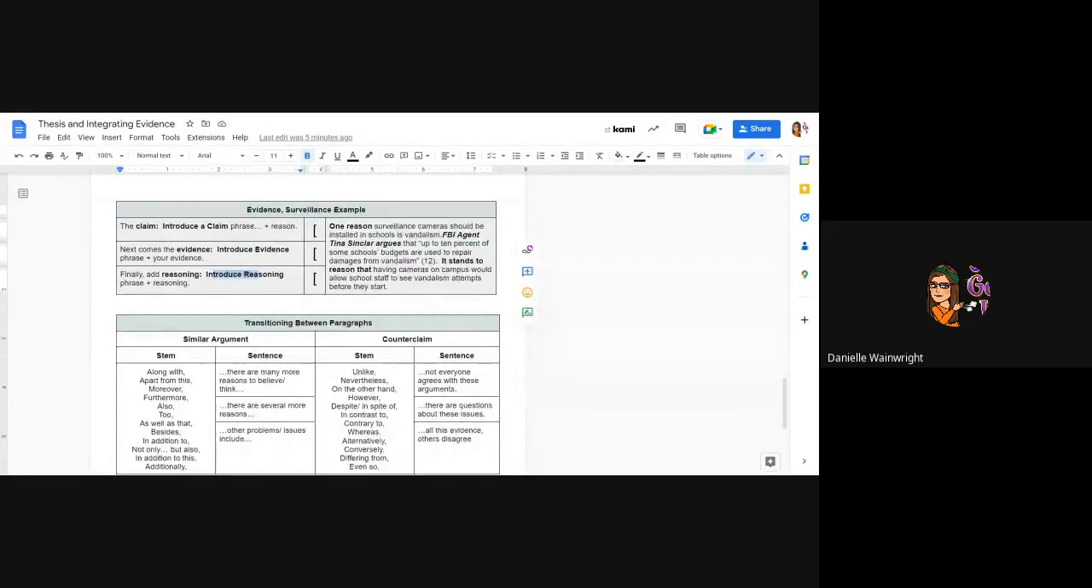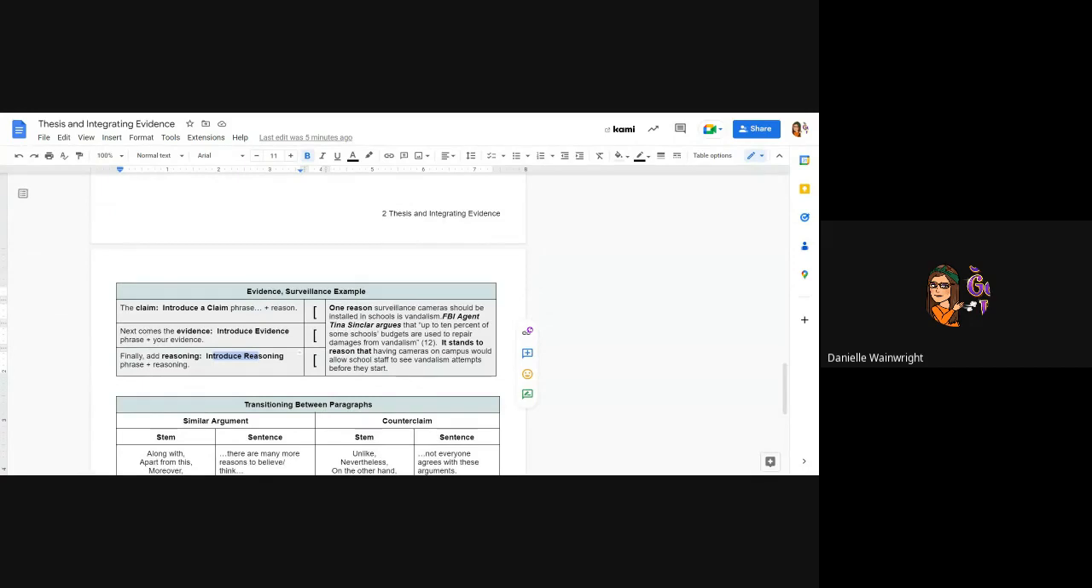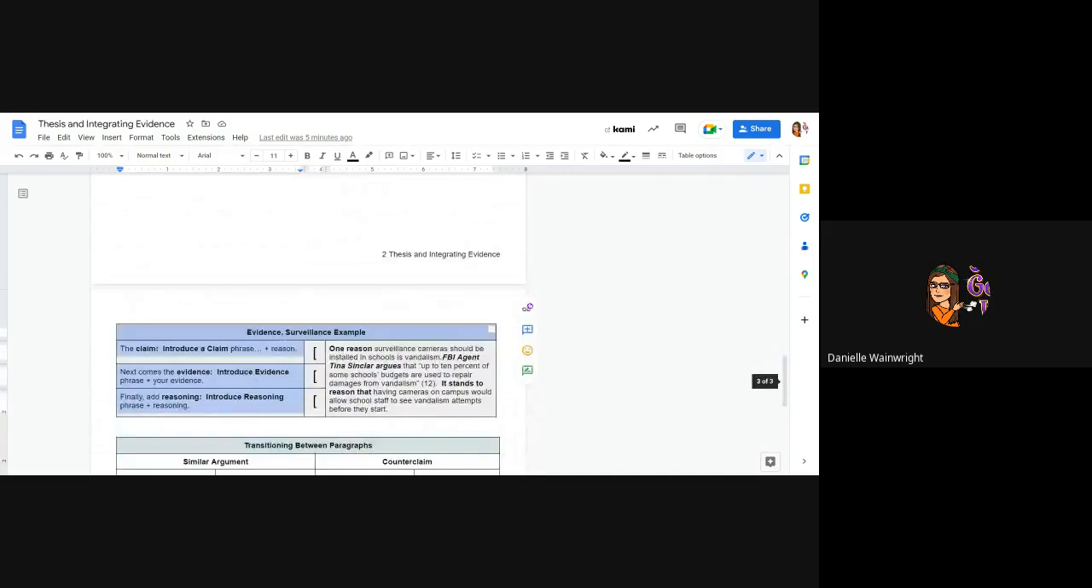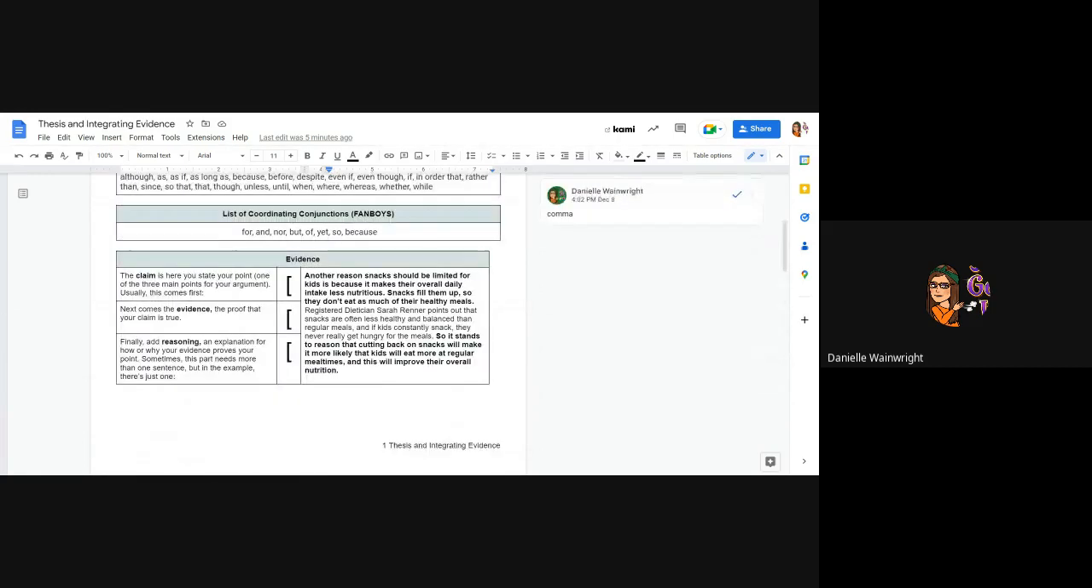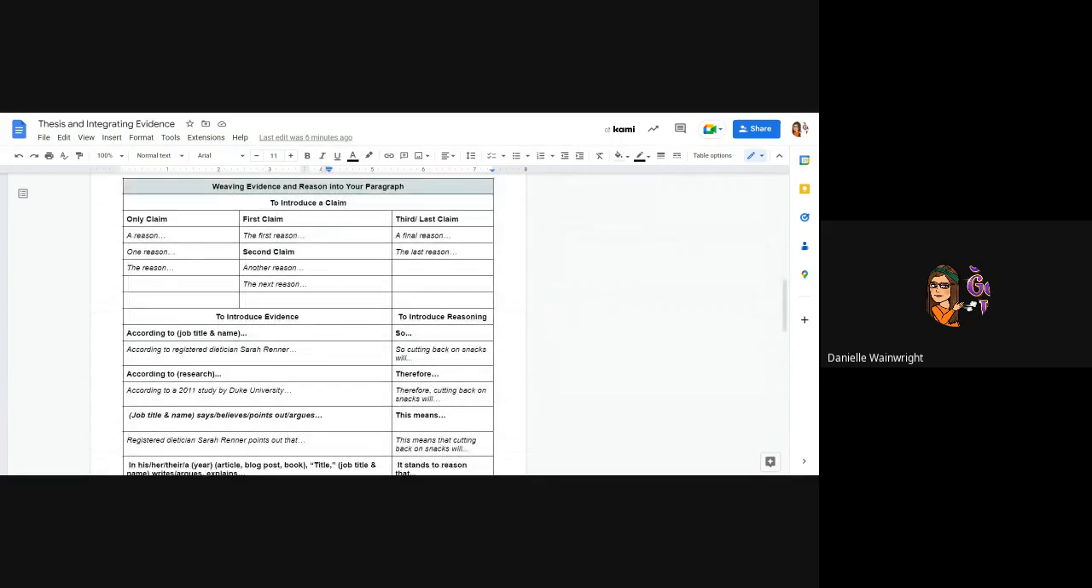Okay. So you'll follow this format. When we're looking at the surveillance example, we might pull something from the graphic organizer. So here are the phrases to introduce a claim. If you only have one claim, you can use one of these phrases. If you have more than one claim, then you can use this to introduce your first claim. You can use one of these phrases to introduce your second claim, and you can use one of these phrases to introduce further claims or your last claim.